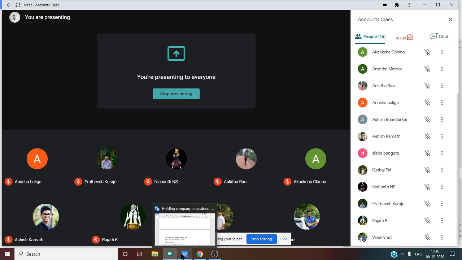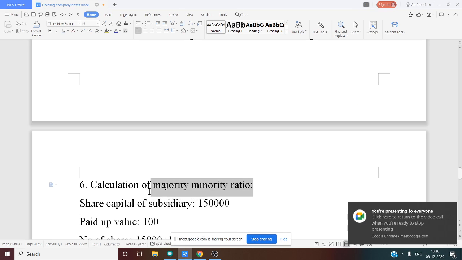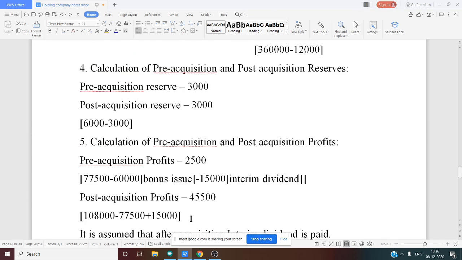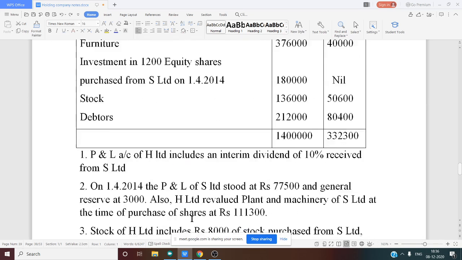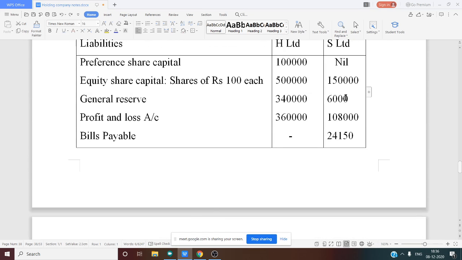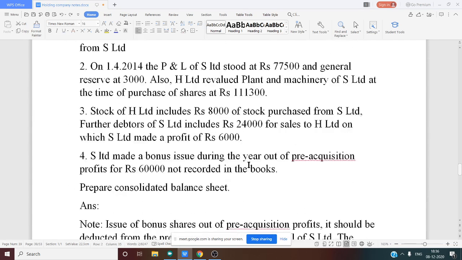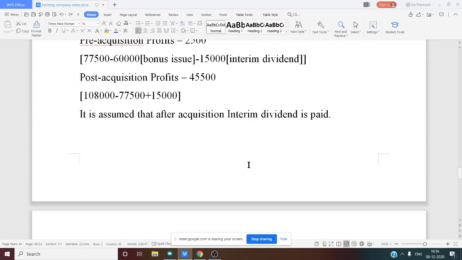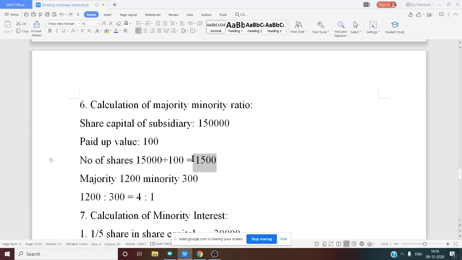After discussing this 5th working note, the next thing we have to calculate is the majority-minority ratio. First, we want the subsidiary company share capital, which is given in the balance sheet as 1,50,000. Dividing 1,50,000 by 100, the face value per share, gives the number of shares available in the subsidiary company. That is around 1,500 shares.